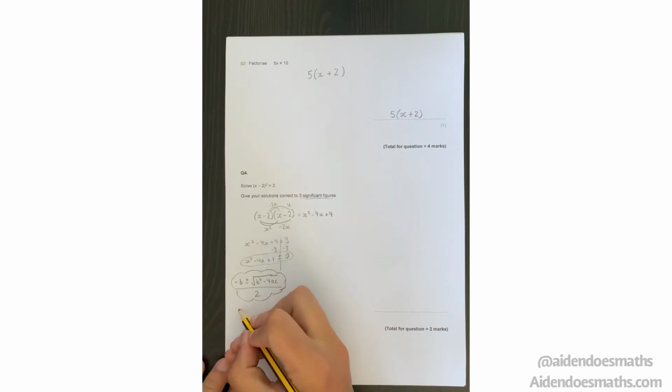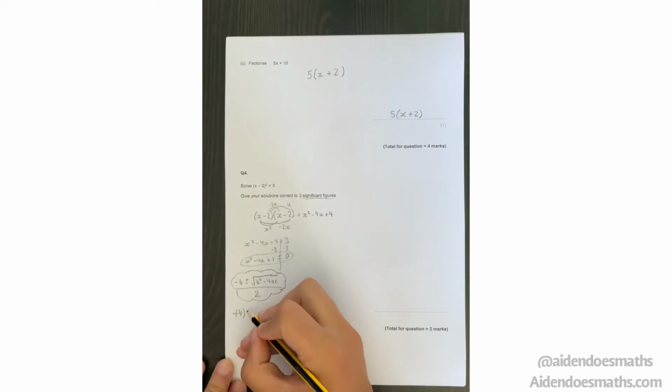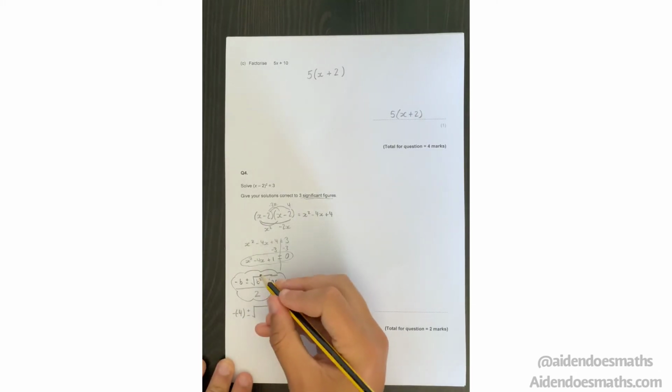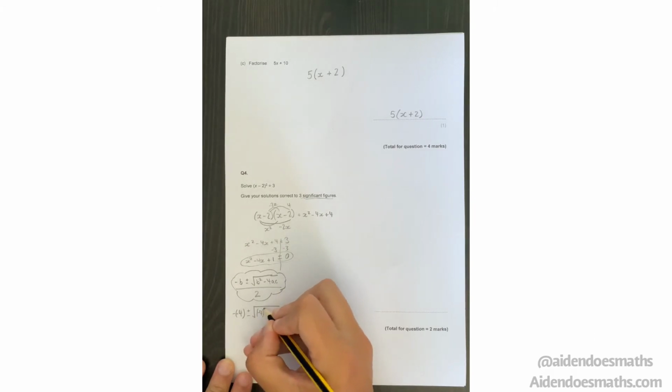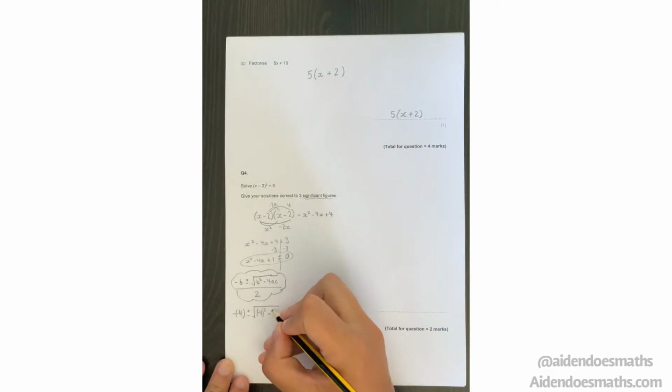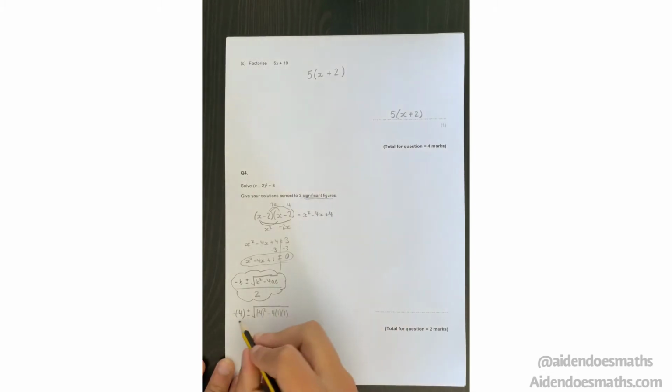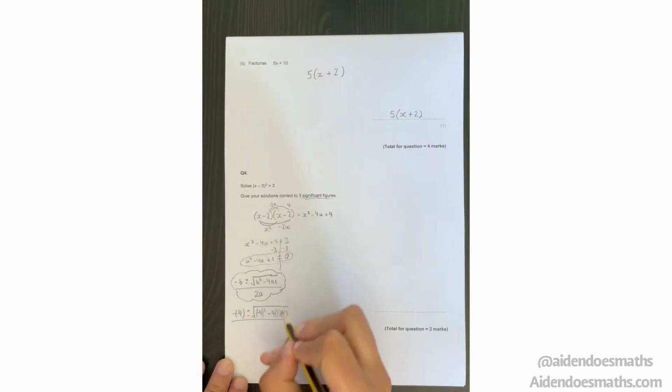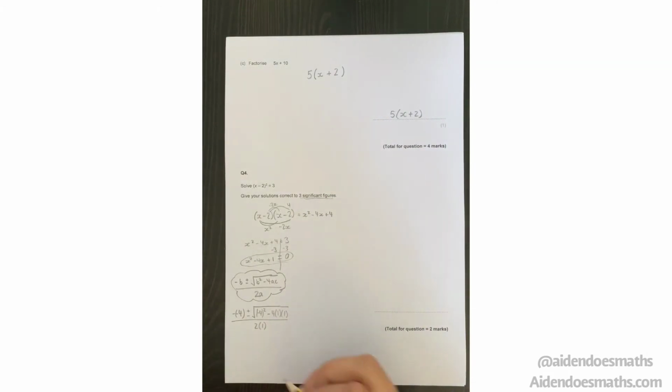So minus b gives us 4 minus minus 4. Let's do it properly. Minus minus 4 plus or minus the square root of b squared, so minus 4 squared, take away 4 lots of 1 times 1. Oh, sorry, that should be 2a, shouldn't it? So 2 times 1. Okay, so let's try and simplify some of this.